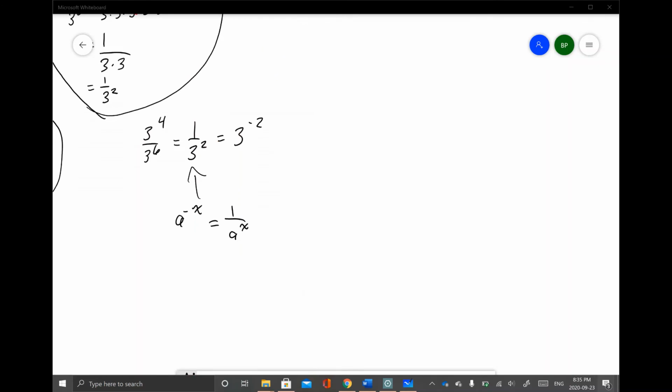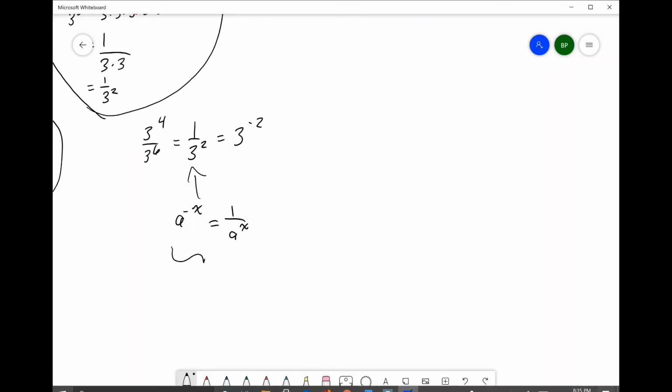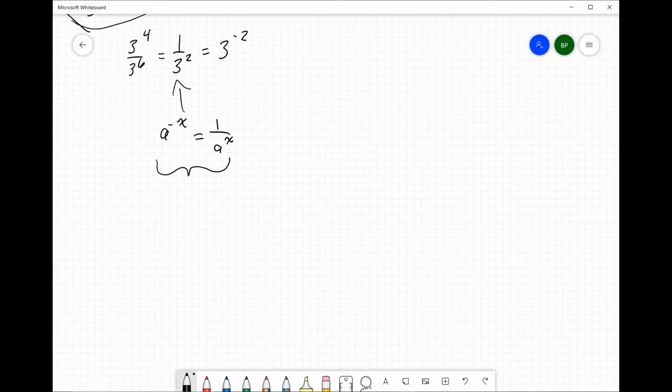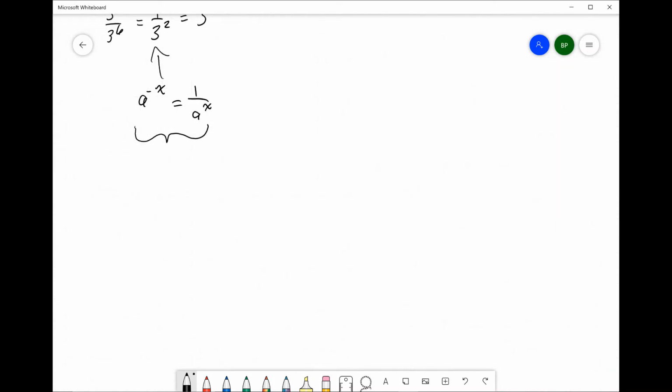Okay, so we can take this rule that we've just come across right here, and what we can do is rewrite it just a little bit differently. So instead of writing a to the power of negative x, what I'm going to write is a divided by 1. And I know that a divided by 1 is the same thing as a. All of this to the power of negative x. I'm going to leave the right side of my rule the same. Instead of 1 over a to the power of x, I could write 1 over a, all of that to the power of x.